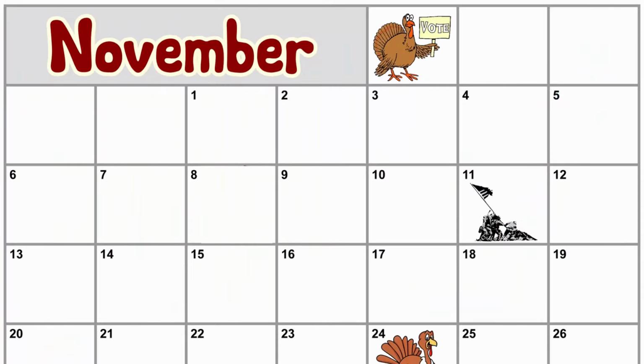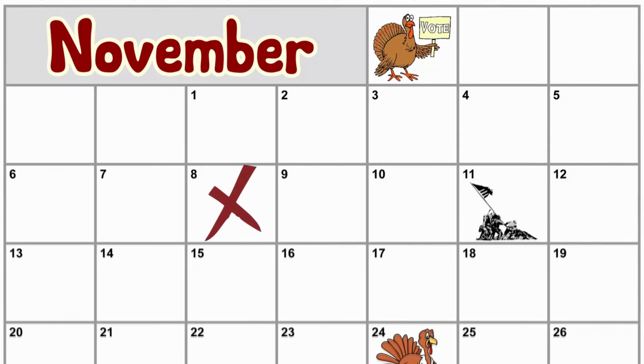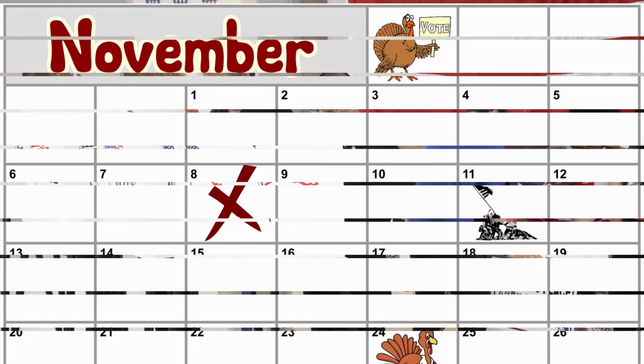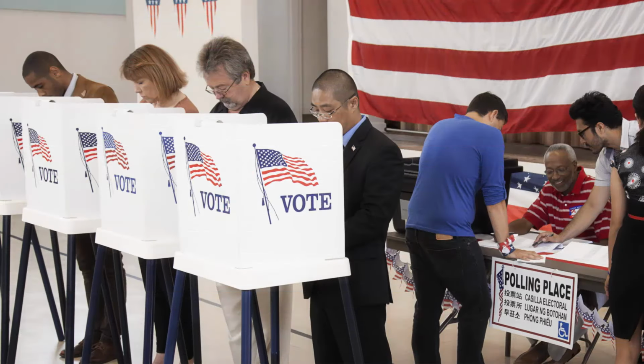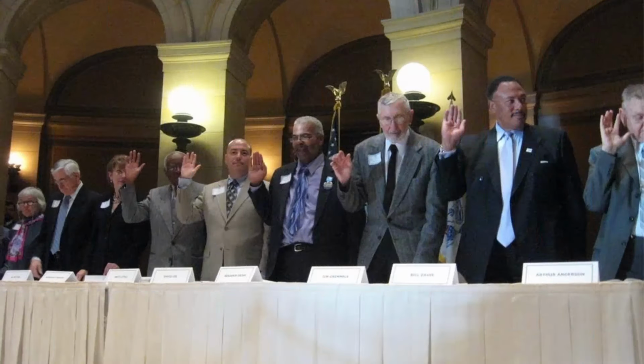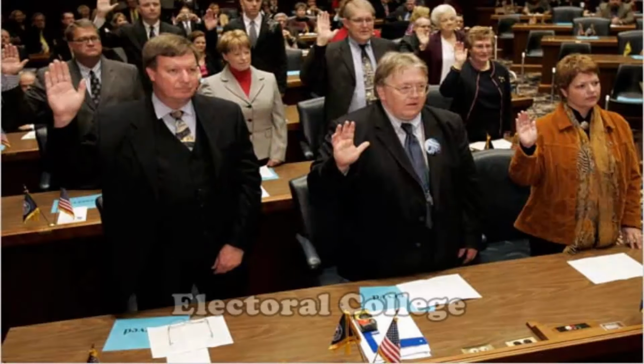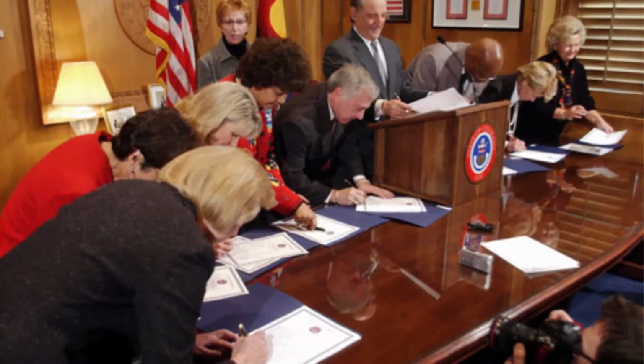Once every 4 years, the people of the United States vote for the presidency on the first Tuesday after the first Monday in November. When these votes are cast, they do not truly decide who is becoming president. Instead, they are voting for electors, who will then represent their state in a later voting process. These electors make up what is known as the Electoral College.